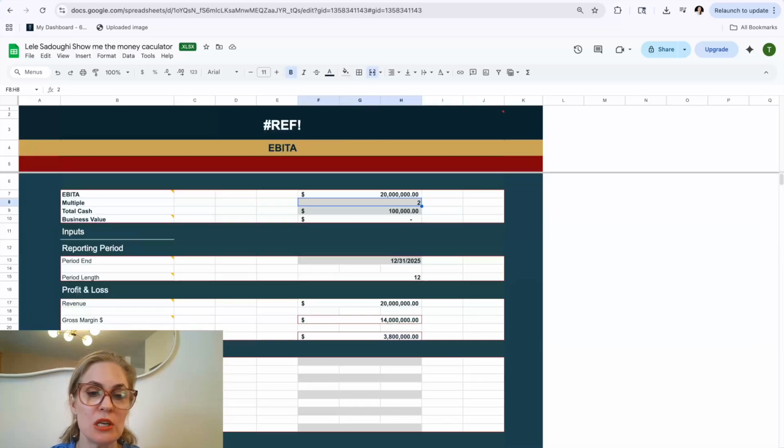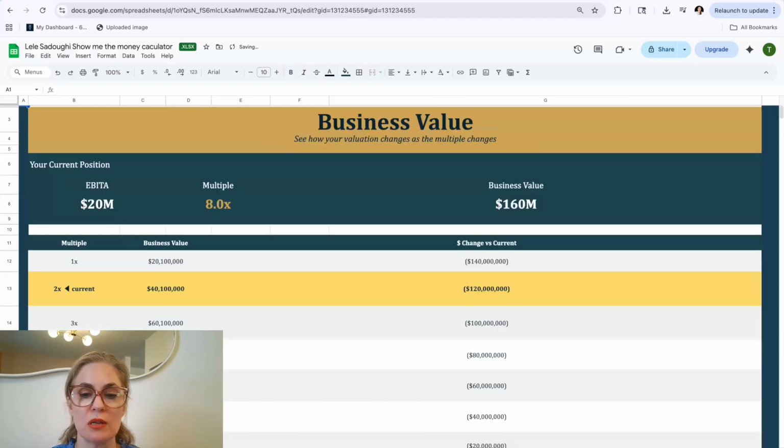But if she claims a category like Warby Parker did, like Spanx did, her multiple skyrockets. So she could easily and quite quickly, meaning in a couple years, this business could be valued at $160 million just by claiming the finishing touch.